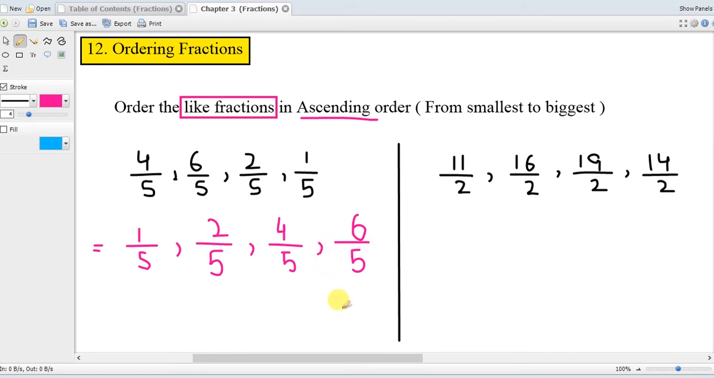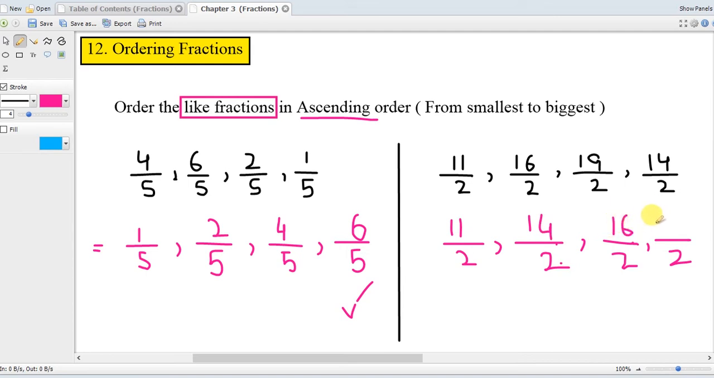In an increasing order. Similarly, the next question, let's solve this question quickly. Since we have the same denominator values at the bottom, 2 and 2. Now simply see what is the smallest number in the numerator. 11 is the smallest number, write 11. What number comes after 11? The bigger number, that is 14. After that it is 16, and then we have 19. So we are done. See, this is very easy.